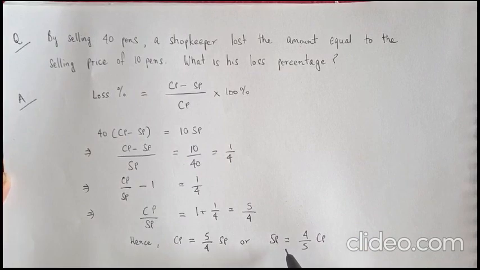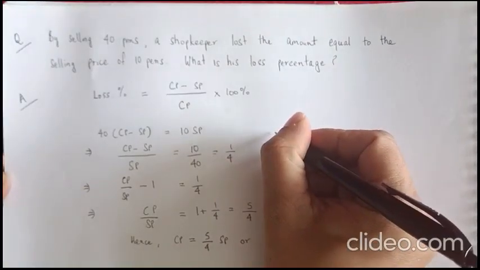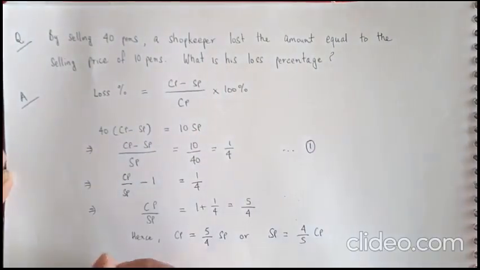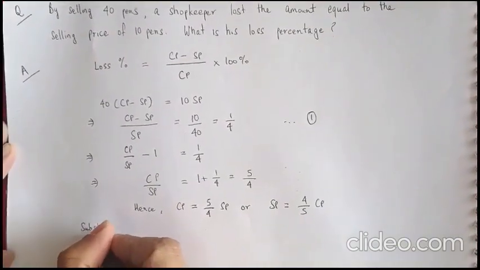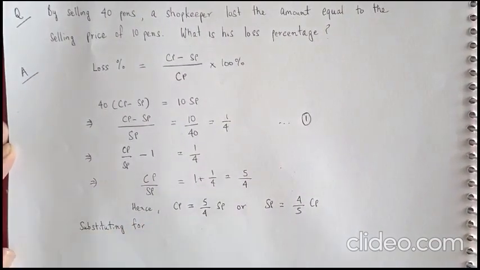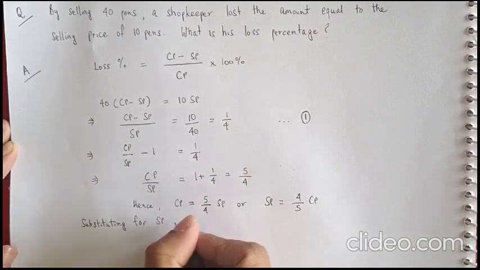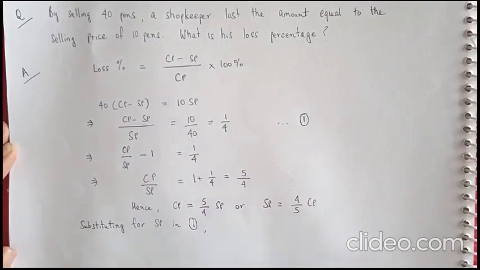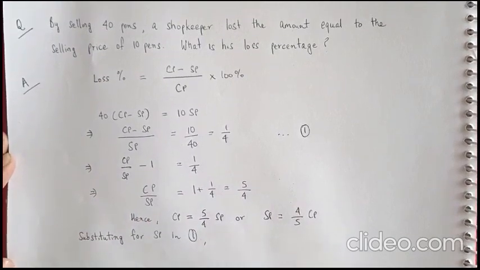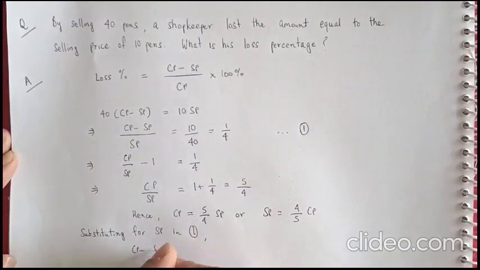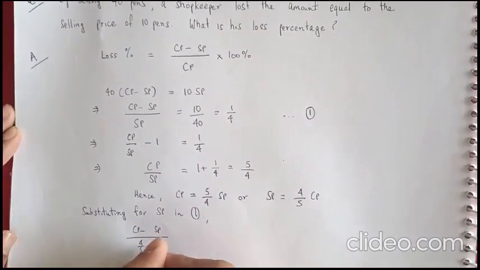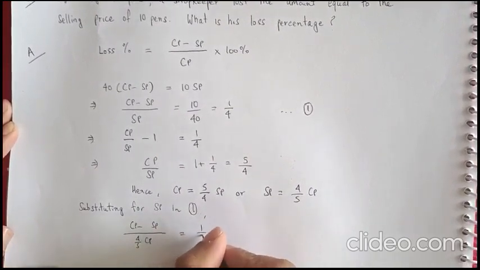So substituting this in this, so CP by SP, this we will call 1. So substituting for SP in 1, we just substitute in the denominator, right? Because we want to find CP minus SP by CP. So CP minus SP divided by, now SP is 4 by 5 into CP, is equal to 1 by 4.